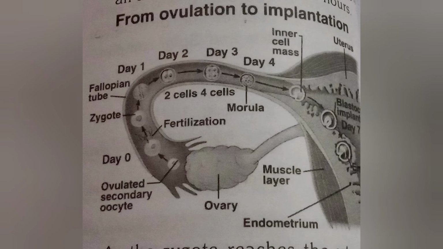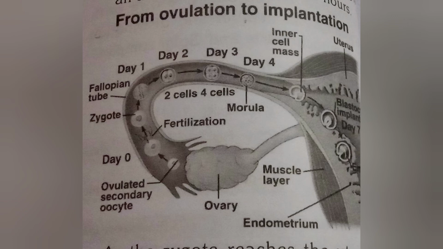Here we can see 3 factors important for fertilization. One is maturation of both the sperm and the ovum. Next, the ability of the sperm to reach the ovum. And the final is the ability of the sperm to penetrate the cell membrane and achieve fertilization.